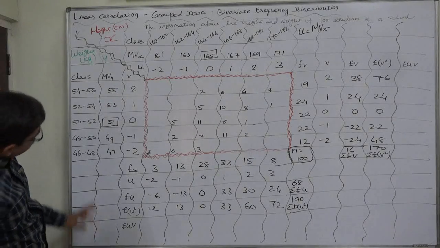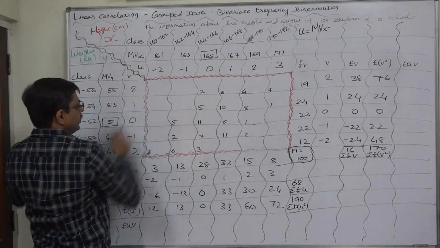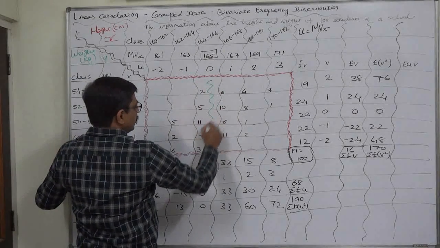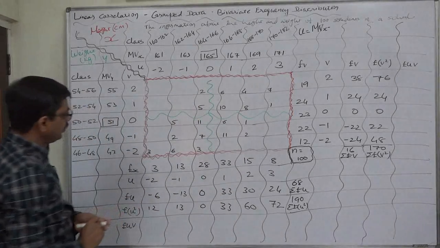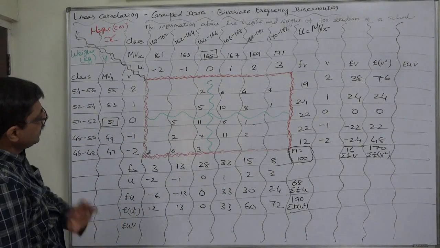Now, for last column and row, we need to write the values in this box itself. F into u into v. F into u into v. But this column has 0. So everything will be 0. And this row has 0. So everything will be 0. Now we are going to write the values in the remaining boxes only.